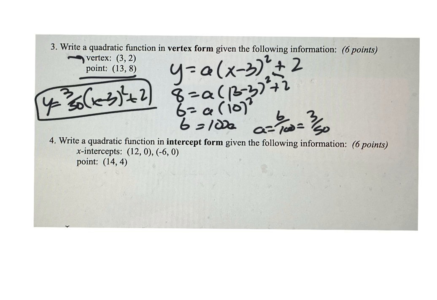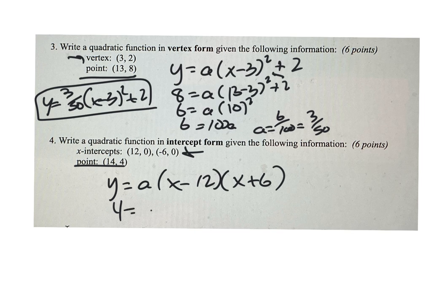Number 4, this says intercept form, and they gave me the intercepts. So I have y equals a again. One intercept is 12, go the opposite. The other intercept is -6, go the opposite. And again, I just have to find a. They gave me the point. Why does it pass through that point? Because it works. So plug it in. Plug the 4 in for the y. Let's plug the 14 in for both x's.